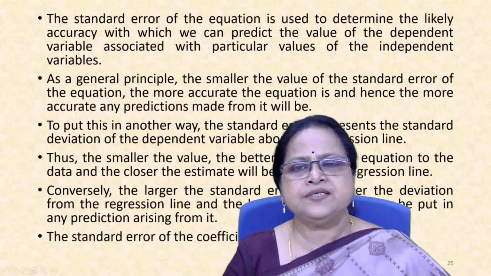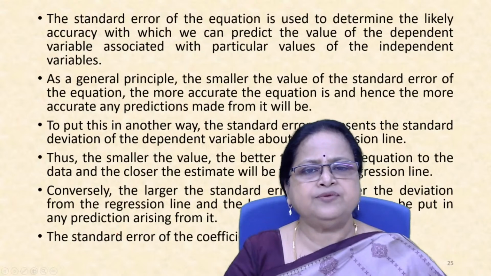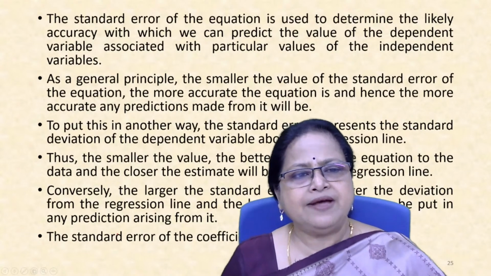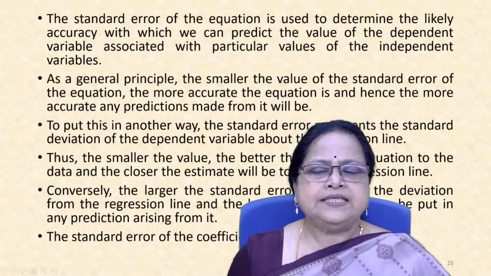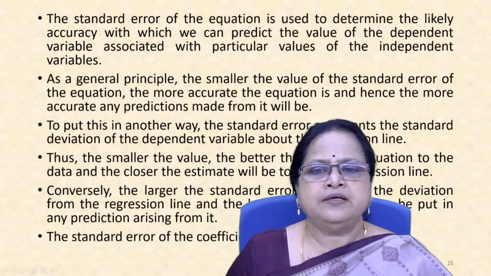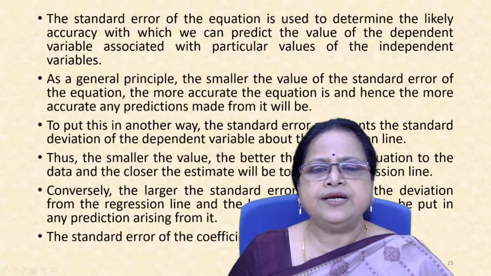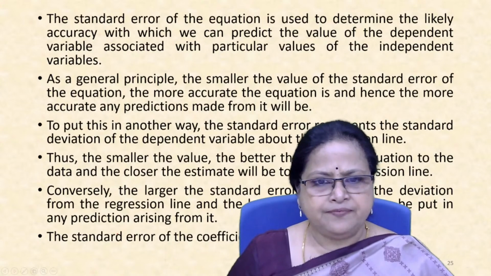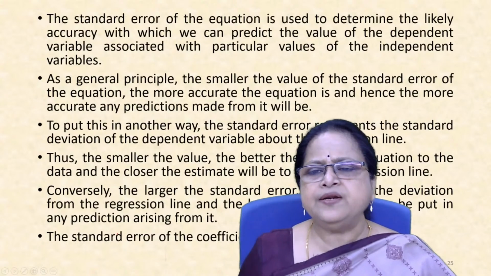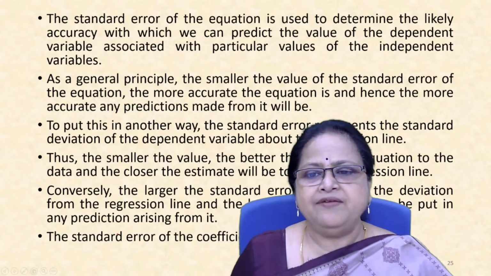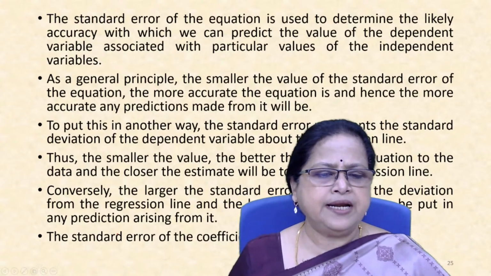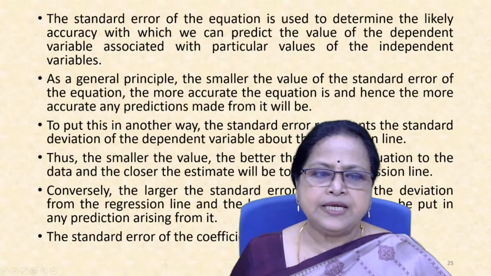Now the standard error of the equation is used to determine the likely accuracy with which we can predict the value of the dependent variable associated with particular values of the independent variable. As a general principle, the smaller the value of the standard error of the equation, the more accurate the equation is, and hence the more accurate any predictions made from it will be. To put this in another way, the standard error represents the standard deviation of the dependent variable about the regression line. The smaller the value, the better the fit of the equation to the data, and the closer the estimate will be to the true regression line.